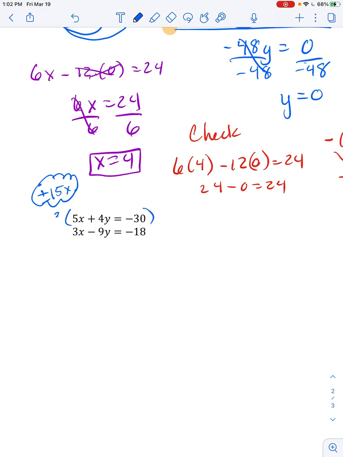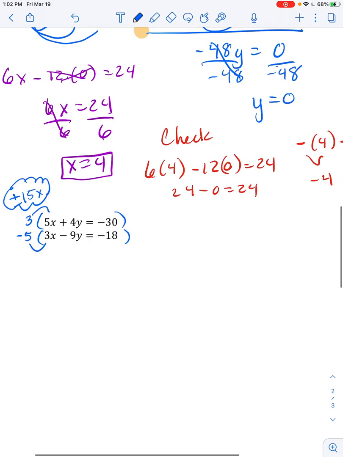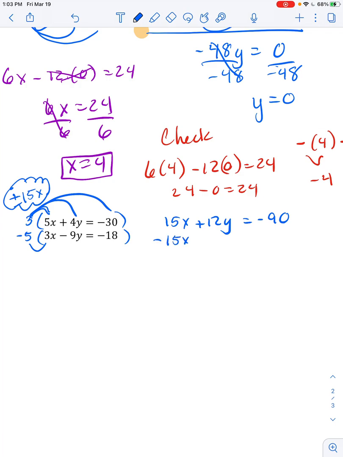So the top I'll multiply by a positive 3, which will create a 15. But then on the bottom, I'm going to multiply by a negative 5, which would create a negative 15. So let's go ahead and multiply the entire top by that 3. So 15x. This will become a plus 12y, and this is going to become negative 90. On the bottom, I'm going to have negative 5 times 3, so I'm getting that negative 15x that I needed. Here the negatives cancel, and that turns into positive 45y.